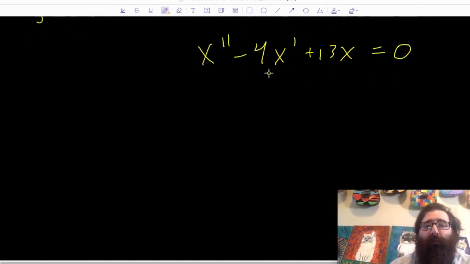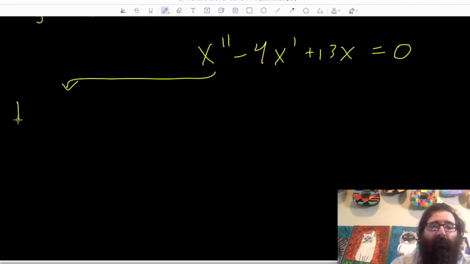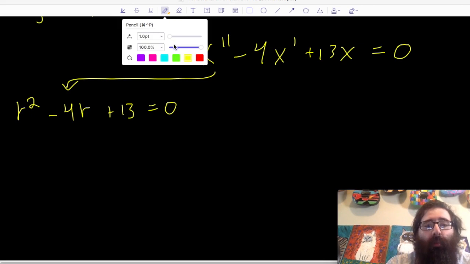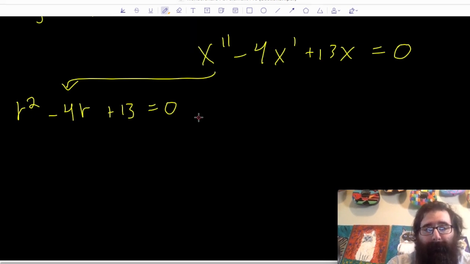And from here we can work with our characteristic equation. We'll sort of jump over here. That's going to be r squared minus 4r plus 13 equals 0. I don't know, 13 is prime. It doesn't look like this is going to factor quickly. So I would want to work with the quadratic formula.